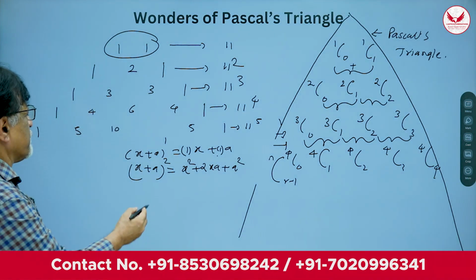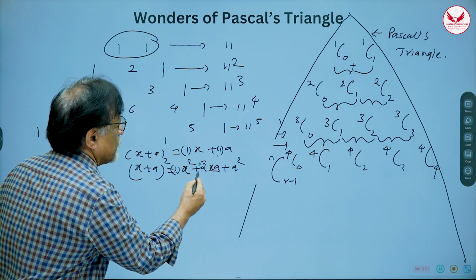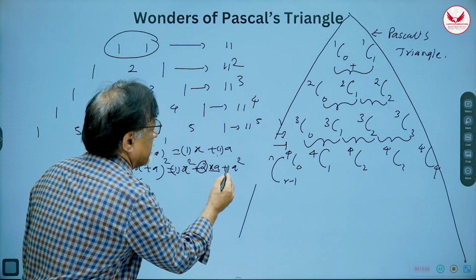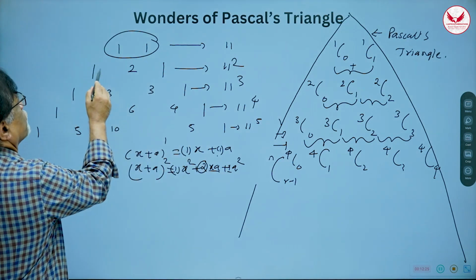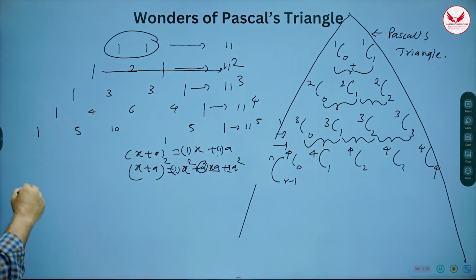Now, look at the coefficients here. What is the coefficient of x square? 1. What is the coefficient of xa? 2. What is the coefficient of a square? 1. So, that corresponds to the second line here. Second line, 1, 2, 1, right?